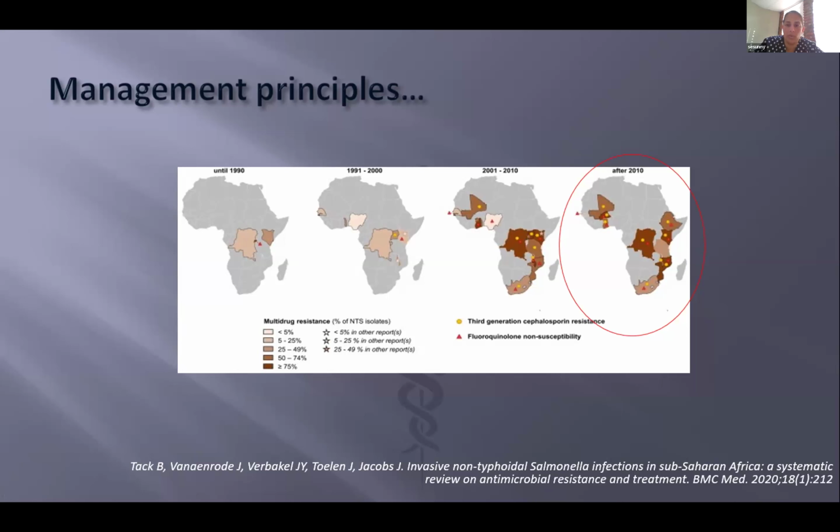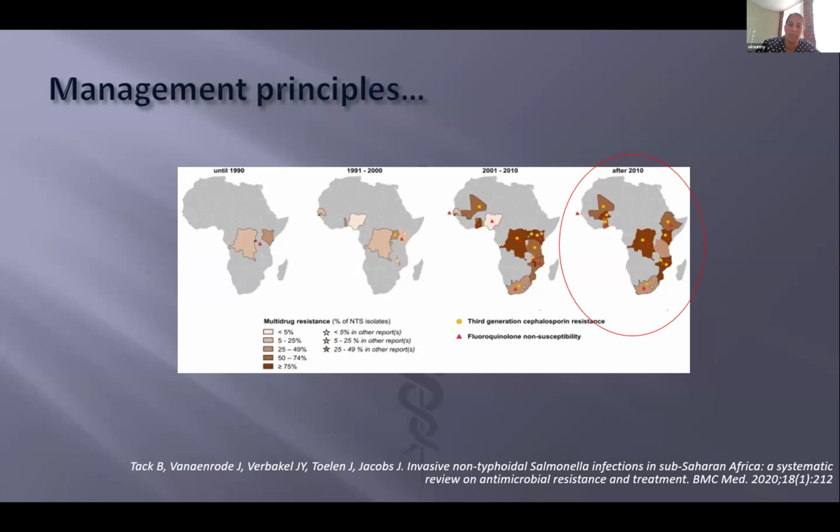In South Africa, from what I can find, I didn't find any clear data with regards to what our resistance rates are to cephalosporins or quinolones. There have been studies done in animals looking at NTS resistance to antimicrobials on that level, but I didn't find anything with human cases.